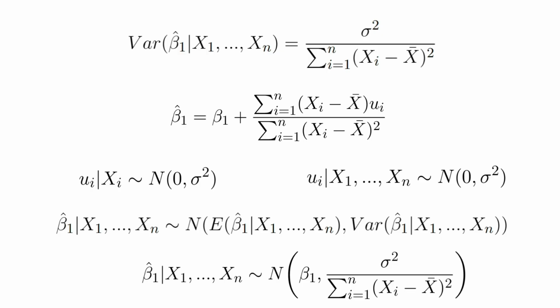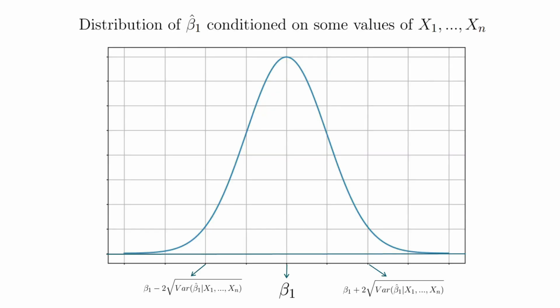Okay, then graphically, how does all of this look? Well, it's going to look like this. This is showing the distribution of beta 1 hat given some x values. What does this graph mean intuitively?